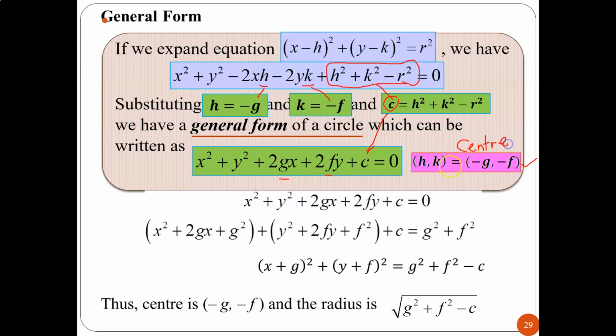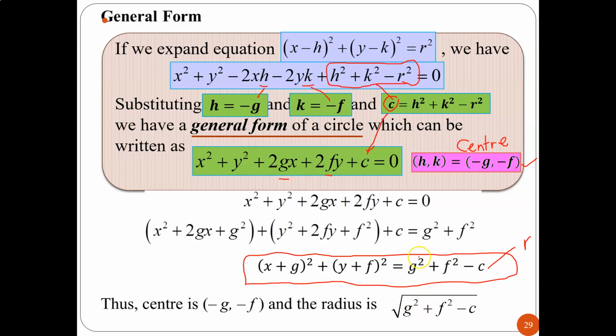It's no longer h and k. It's become negative g and negative f. And the radius will be this one. From here, the radius will be this one. This is the radius, this whole thing.